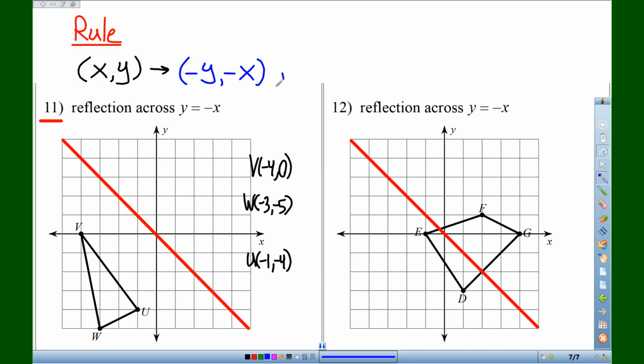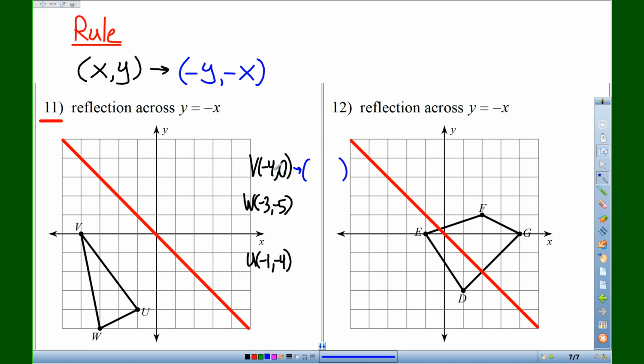Okay, but now let's apply the rule. What's happening? (x, y) is turning into (-y, -x). Two things: we are swapping the two numbers, and then we're also changing their signs. Remember, that's what that negative means. If the number is positive, it turns negative, but if it's negative, it turns positive. It changes its sign.